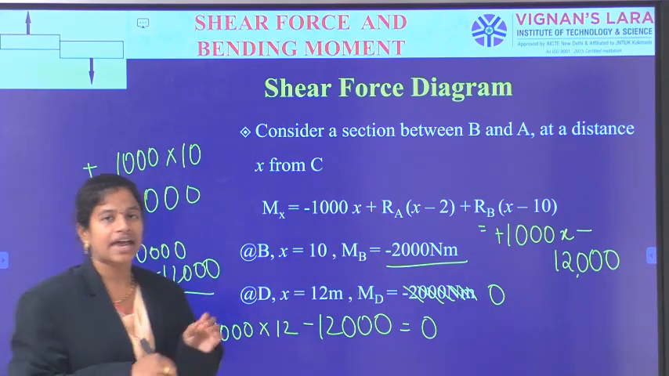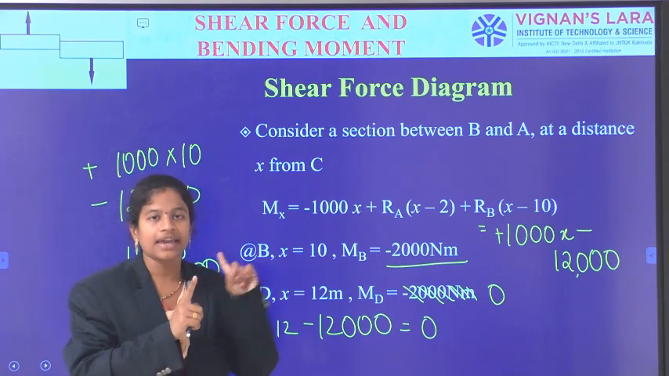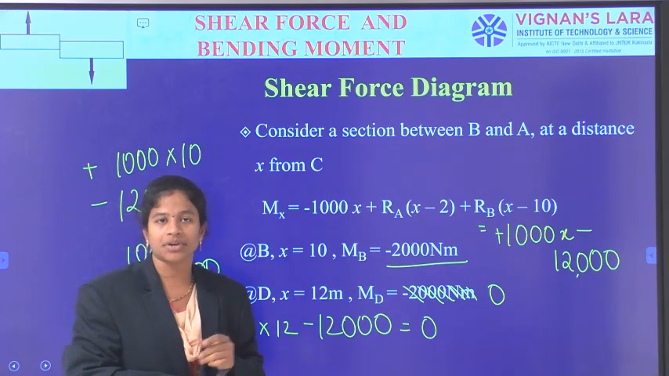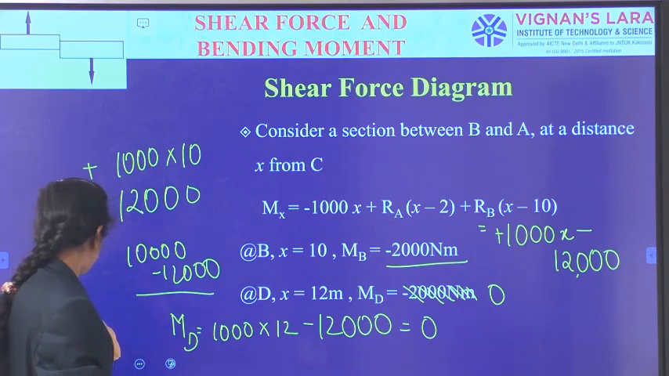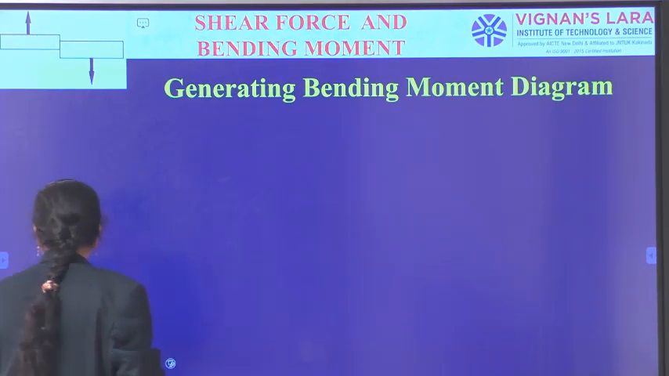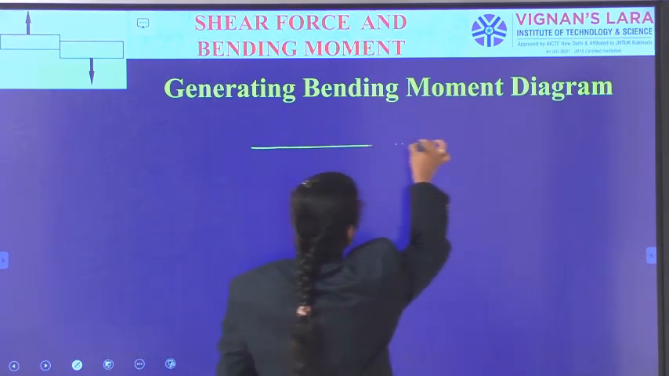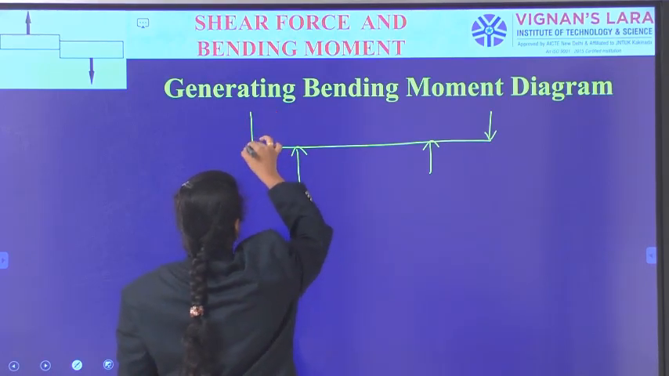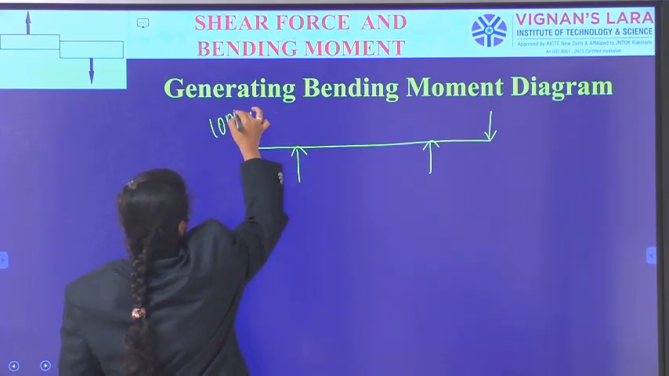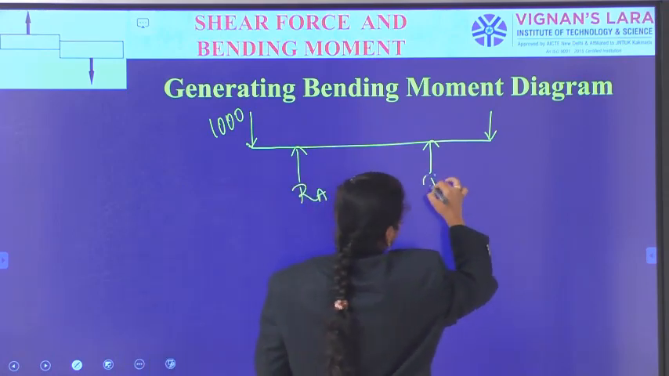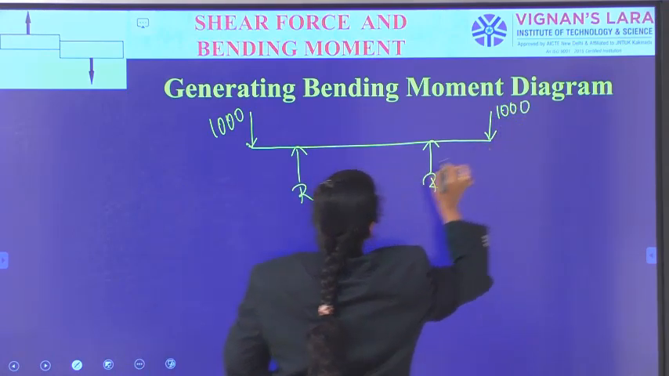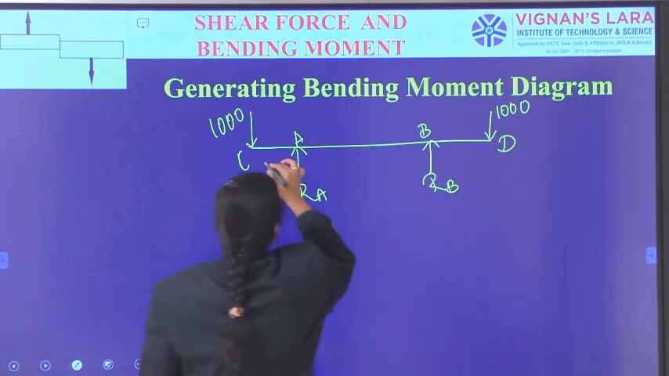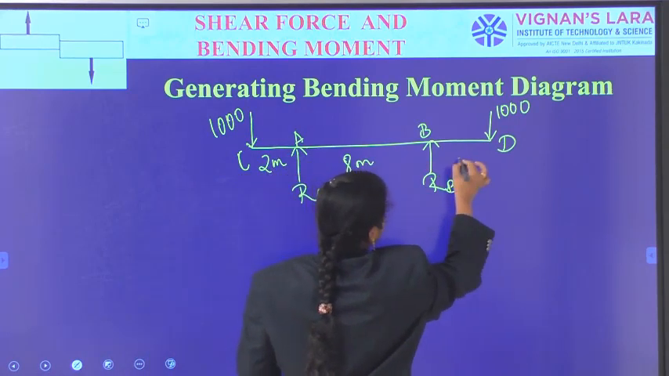And in the previous step we have calculated at C, at A, again at A, at B, again at B and at D. So in this way we have individually calculated all the bending moments. Now I am generating the overall bending moment diagram. So generation of the bending moment diagram. Further, only for a simple reference, again I am keeping the loading structure. As we already know, 1000, RA, RB, and the value of 1000, C point, A point, B point, and D point, 2 meter, 8 meter, and 2 meter.